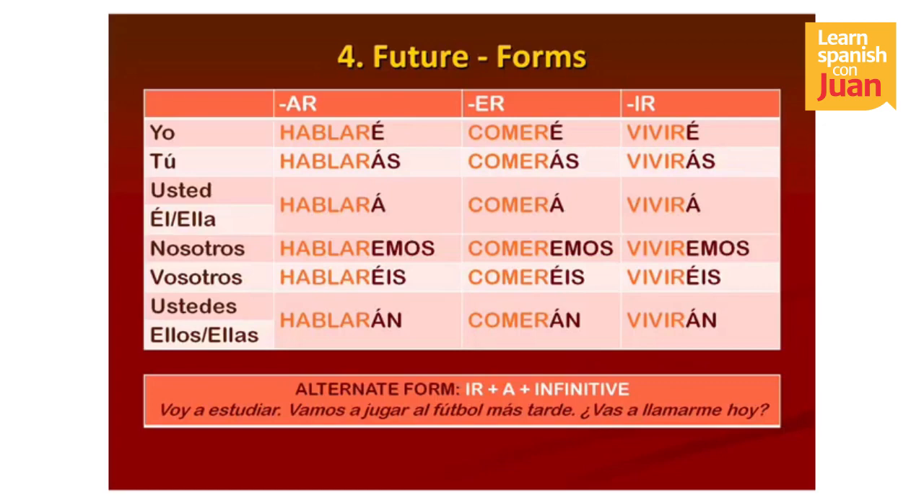And then finally, we should note that there is an alternate form for talking about the future, and that is to take the verb ir, to go, add a, and then the infinitive, just like we would in English when we say, I'm going to study, we're going to play soccer later on, are you going to call me today? Voy a estudiar, vamos a jugar al fútbol más tarde, ¿vas a llamarme hoy? So that alternate form is probably even more common than using the simple future tense in Spanish. Let's take a look at some of the examples of usage.